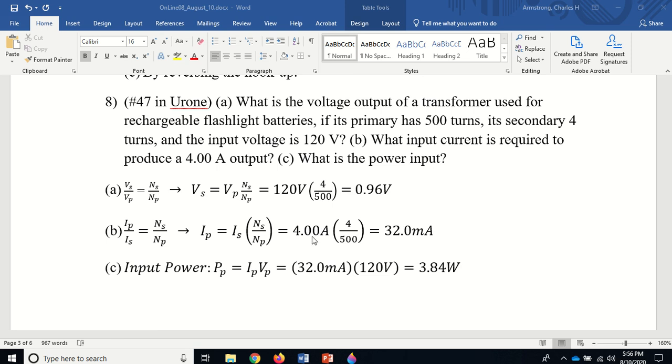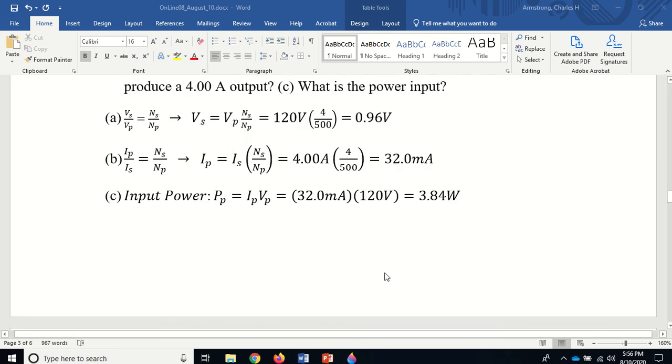There's that one, and then what does the last one say? What is the power input? Well, you just take the input current, the 32.0 milliamps, times the 120 volts. That gives you 3.84 watts. How much more is there?